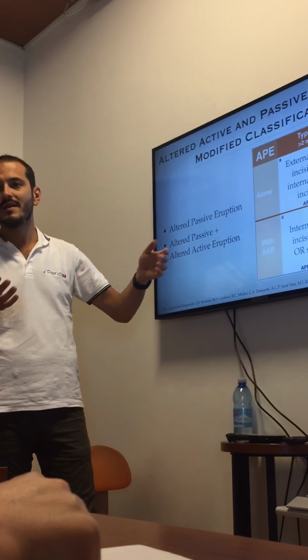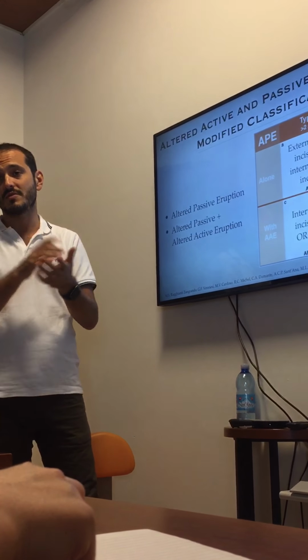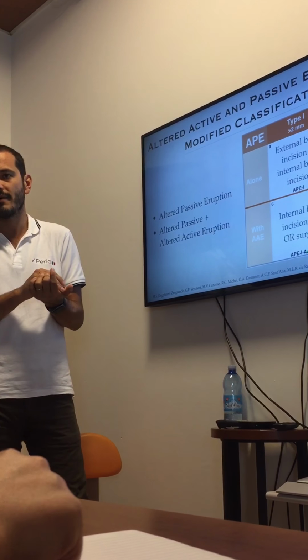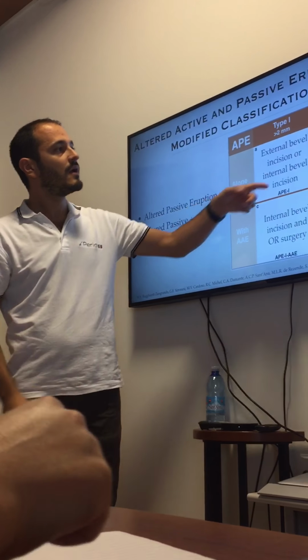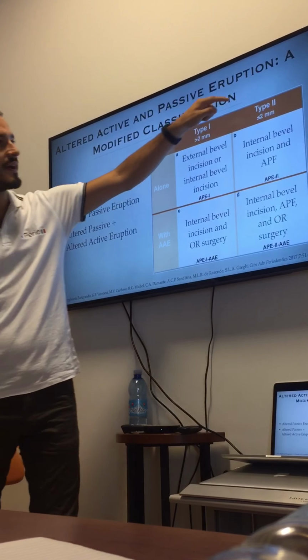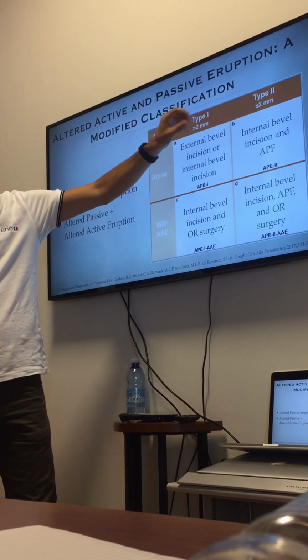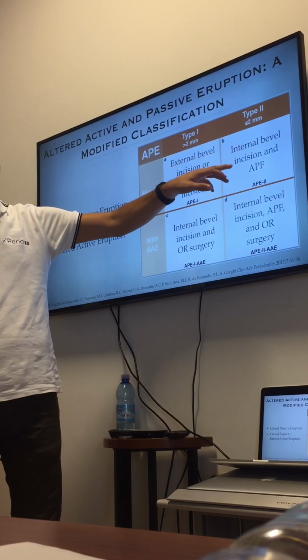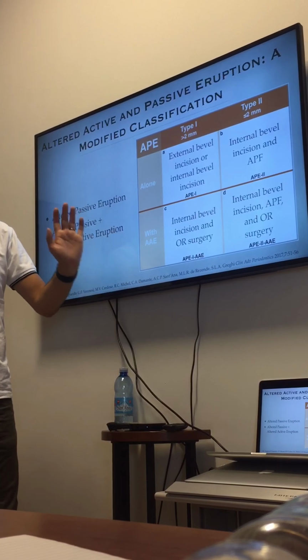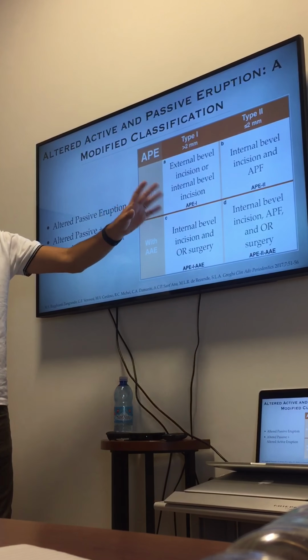it's your choice. The thickness of the tissue is one of the things that you want to look at. If it's very thin, you want to go with an external bevel, most likely. In altered passive eruption alone with type 2, so with little gingiva, you can only do internal bevel incision and apically positioned flap. Is it okay? Yeah. It's similar to before.